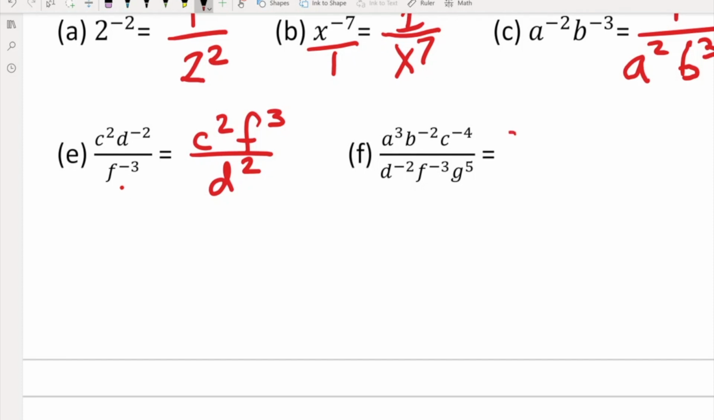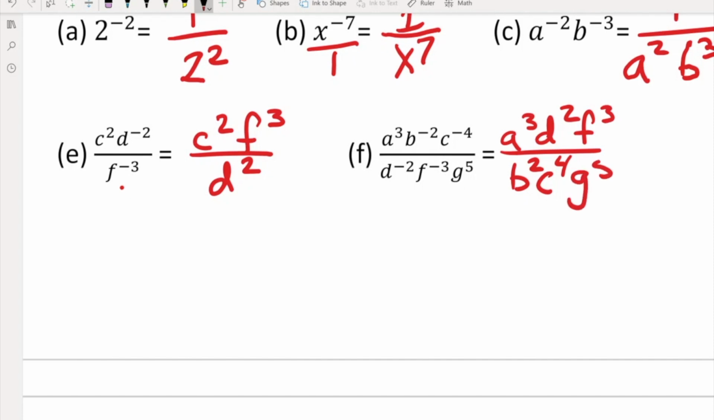So a to the third will stay where it is, but b to the negative 2 will switch to the other side as positive 2. C, negative, so now we put it on the bottom, positive. D, negative, we bring it up to the top, positive. F, negative, bring it up to the top, positive. G, positive, leave it where it is, and it stays the same.